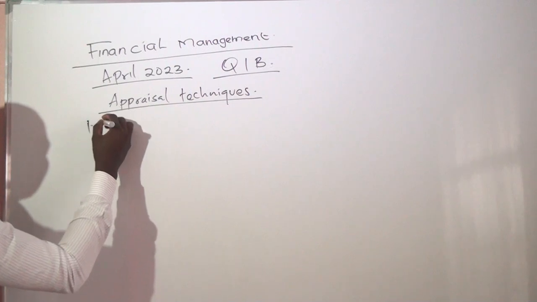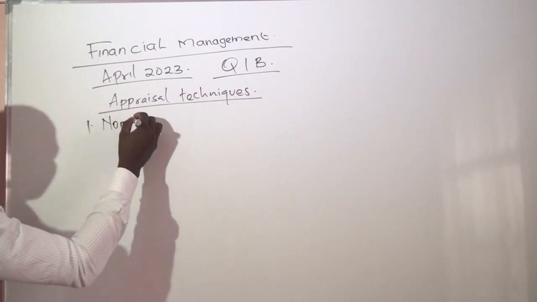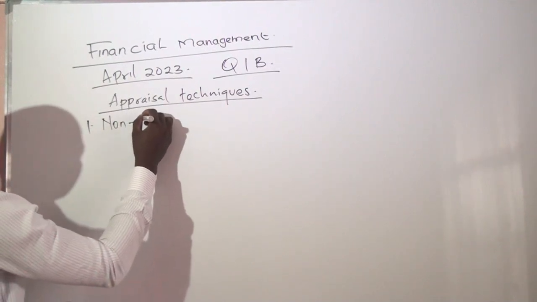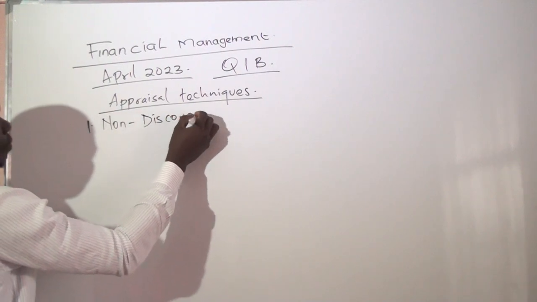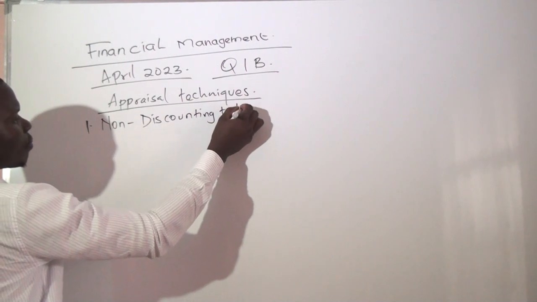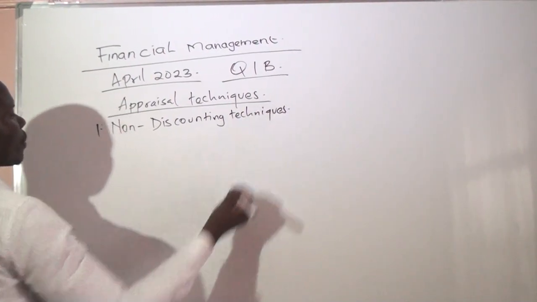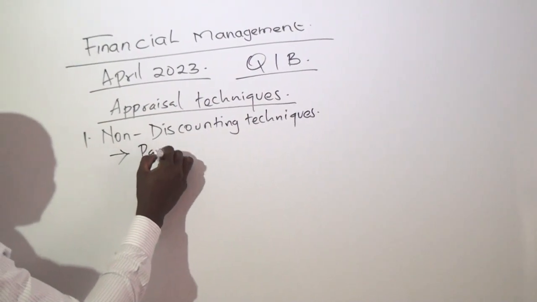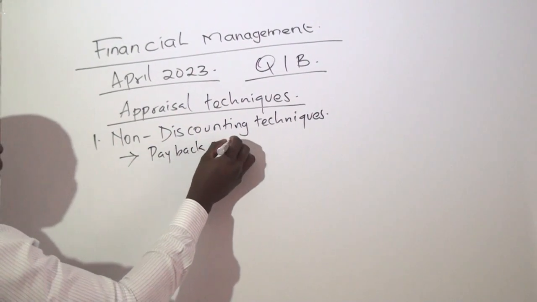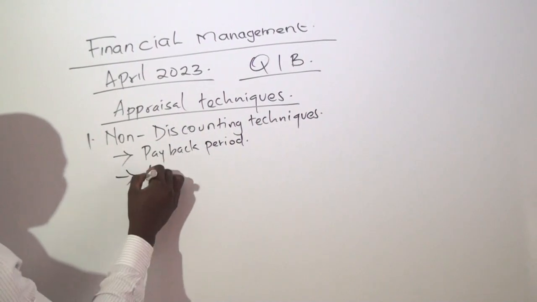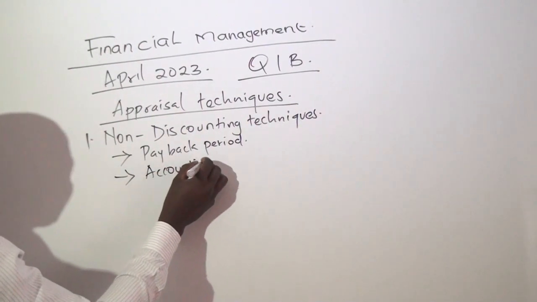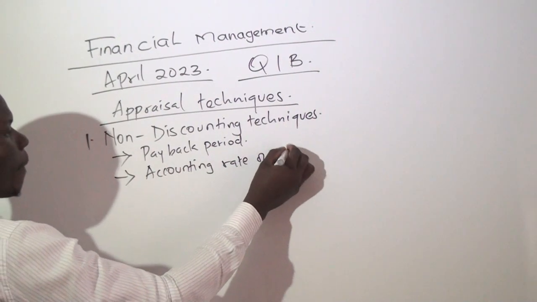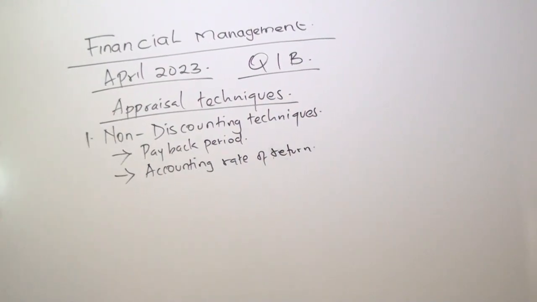The first one is known as non-discounting techniques. Under non-discounting techniques, we normally have two appraisals. The first one is the payback period, and the second one is the accounting rate of return. Payback period and the accounting rate of return.